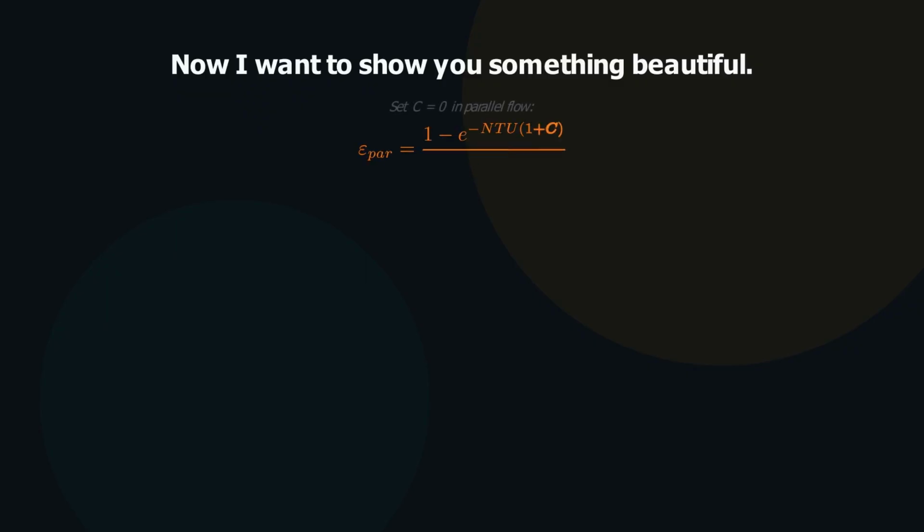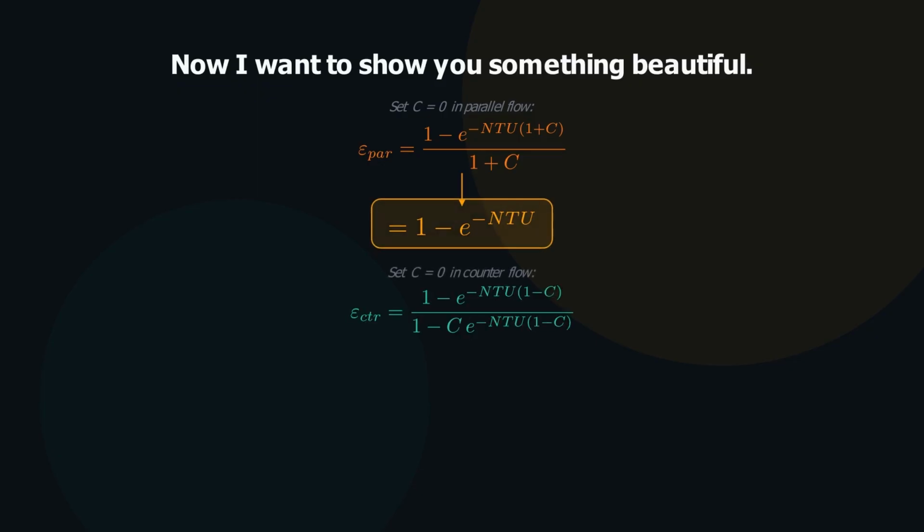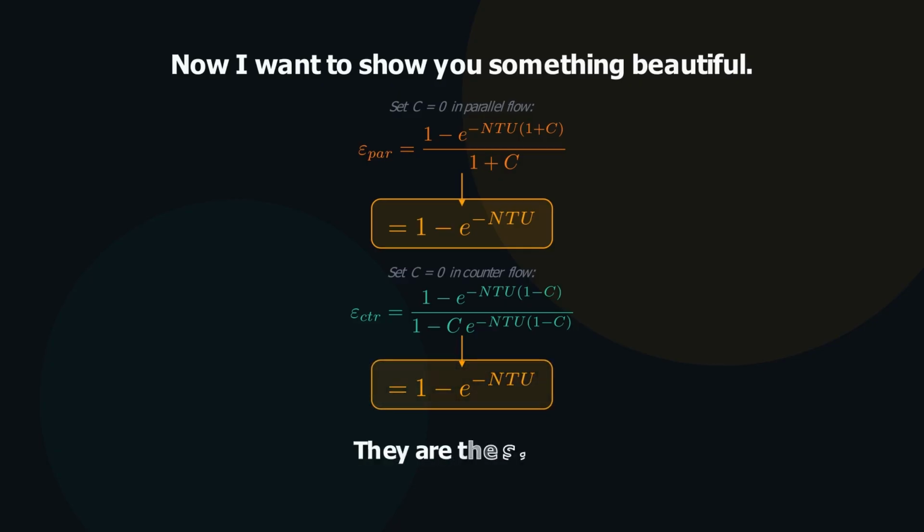Set c equal to 0 in the parallel flow formula. The exponential term simplifies. Set c equal to 0 in the counterflow formula. It simplifies differently, but watch where they both end up. When c equals 0, epsilon equals 1 minus exp negative NTU for all heat exchanger types.